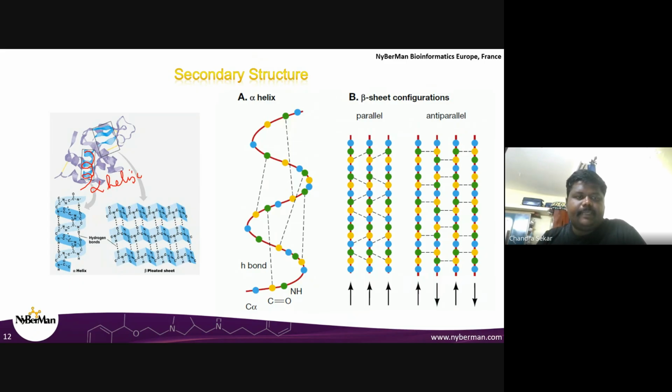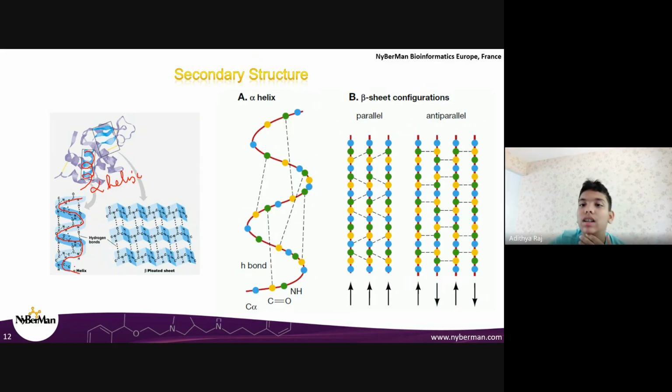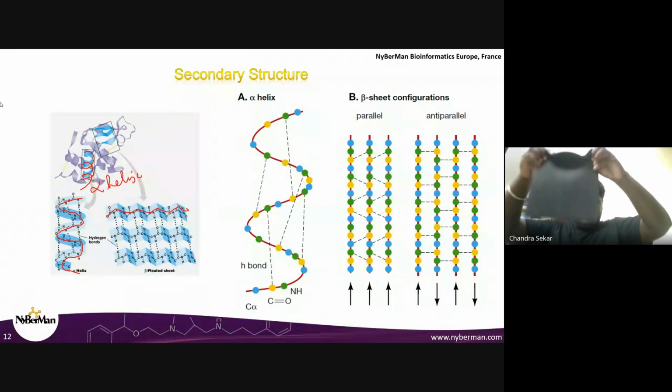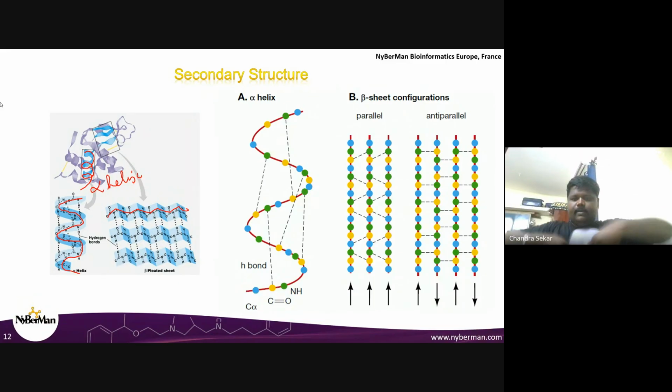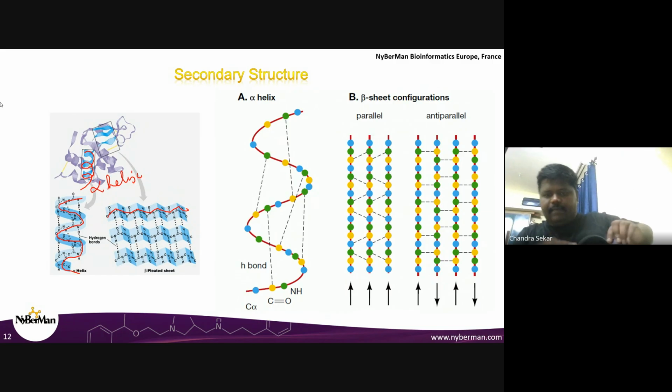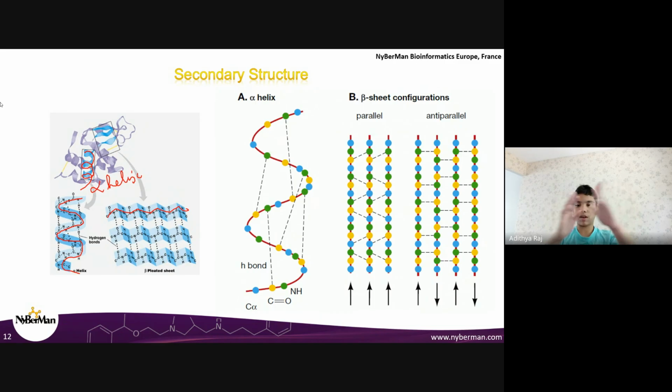Is my screen visible, Adi? Yes, I can see. Another thing. This is the helical shape. Another is like a pleated sheet. If you take a paper and fold it like that, you have a fold. I'm folding my mouse pad like this, again I folded like this. This is called pleated folding. One time you fold, the next time you fold again, that is pleated.